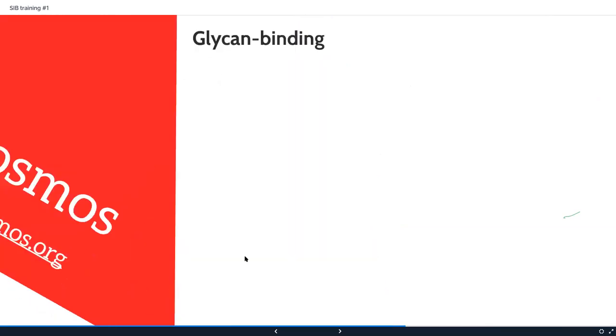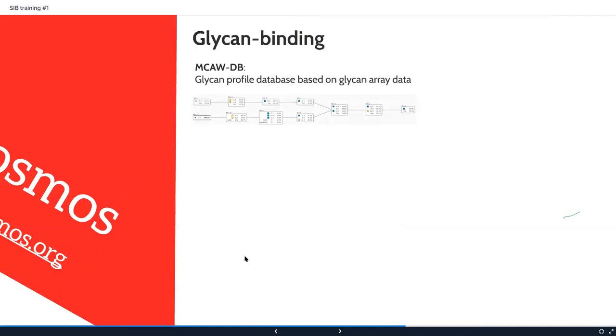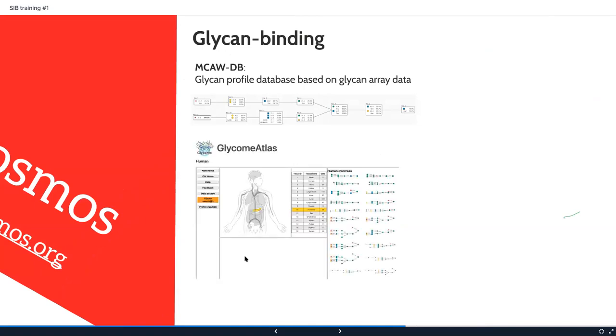They also have a strong focus on glycan binding. There is a profile database, so for glycan expression based on glycan array data. And there's also the GlycoMaps, which is mapping the different tissues of tested organisms with the glycan expression. So I'll go briefly over that in a minute. And they have, for the glycomotif, the glycoepitope database.